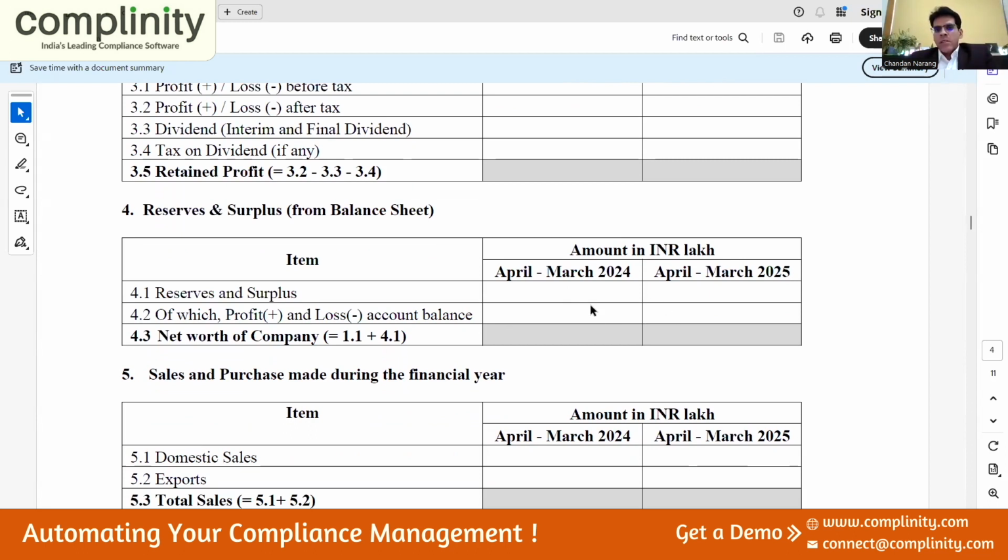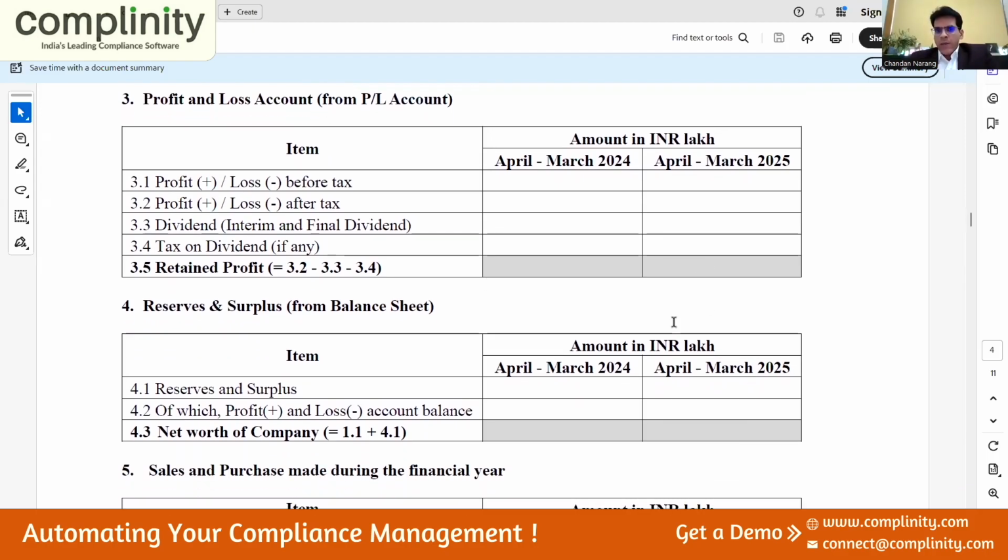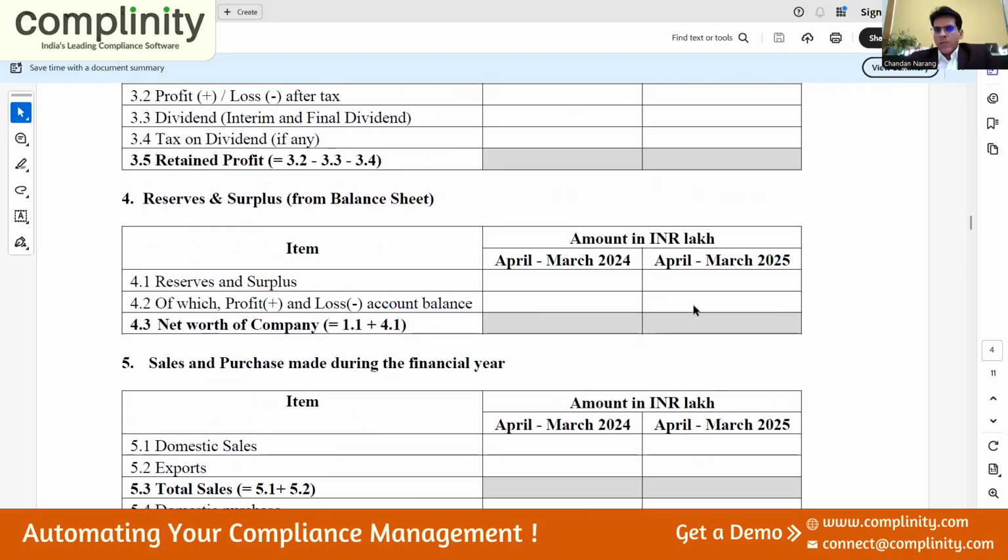So if you see, here you need to mention April to March 2024 previous year balance and this year's balance. So effectively, the retained profit which is coming in the above section, retained profit during the year for the year 2025. So previous year profit and this year's profit, the balance should come accordingly in the profit and loss section. So net worth will be auto calculated. So this net worth will be the reserve and surplus plus the paid up capital which you have mentioned above. So accordingly, the net worth of the company will be calculated here.